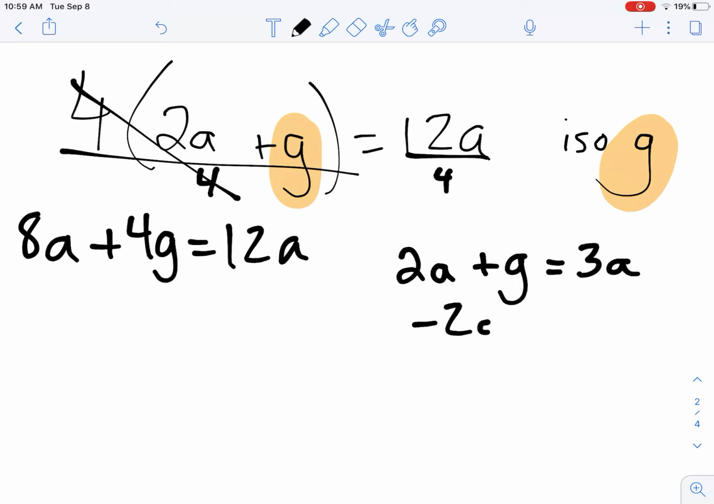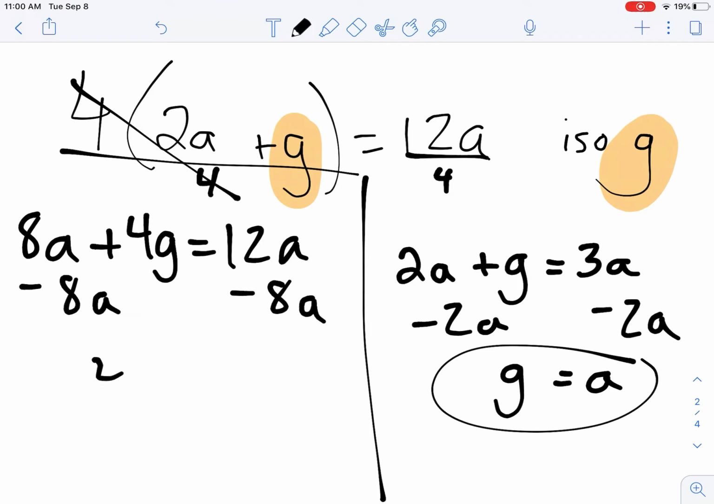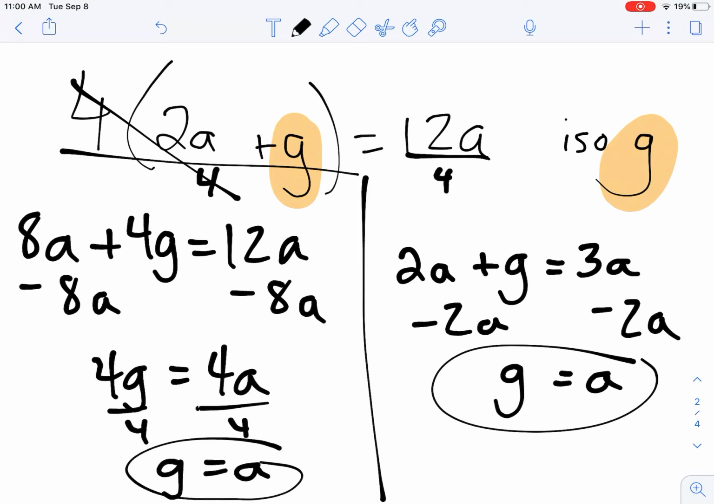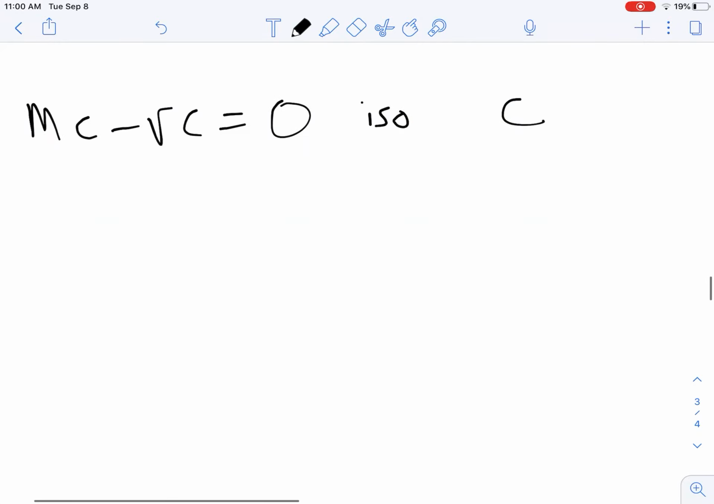I will now subtract 2a. G is going to equal a. Cool. Now, if I had approached it this way, I would subtract 8a. 4g is going to be 4a. I'll divide by 4. G equals a. So both ways work. Cool. I isolated G. It is equivalent to a.